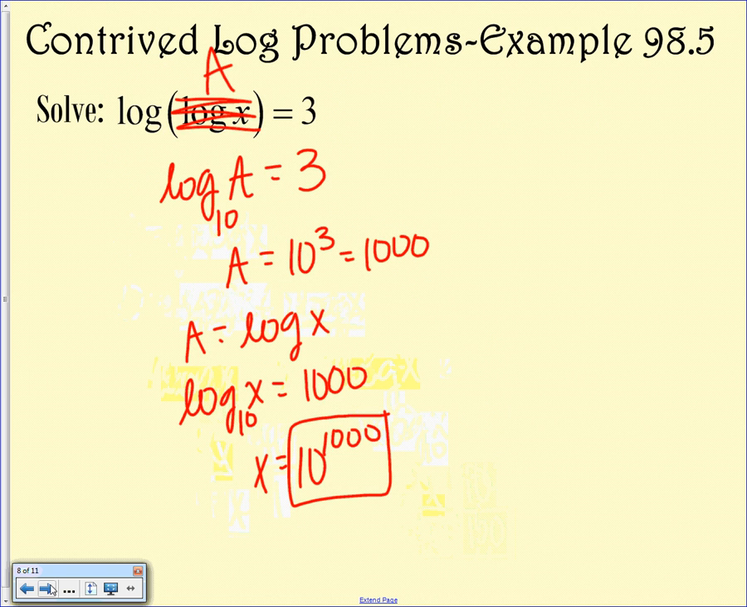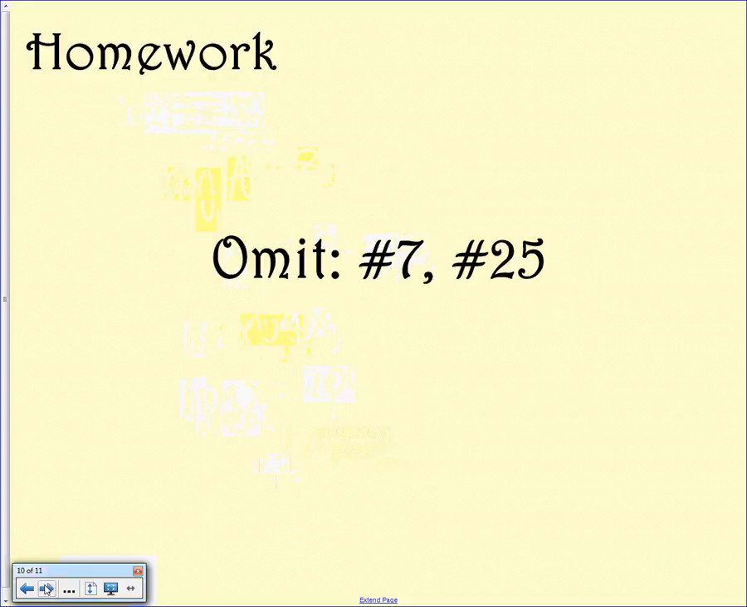Okay, so hopefully if you need to, you can go back and re-watch part of it for one of them if you get confused on your homework for it. But on your homework tonight, you do get to omit 7 and 25, so make sure to do the rest of them for your homework, and then we can go over any questions you have tomorrow.